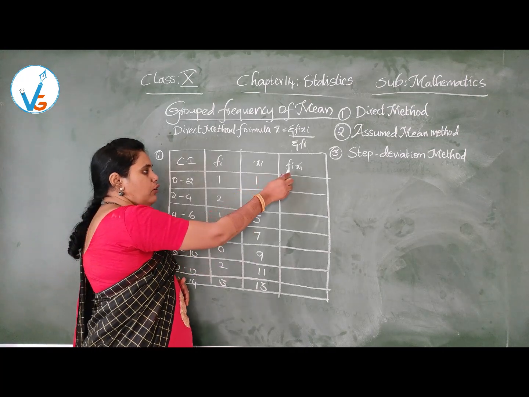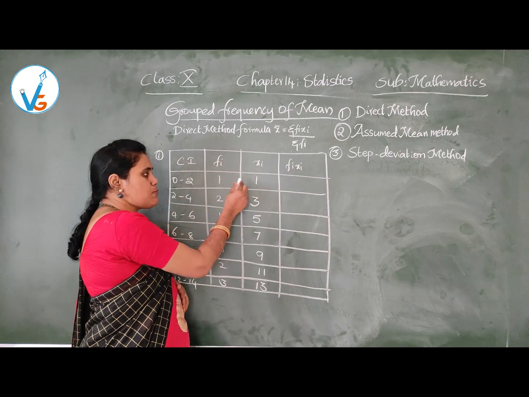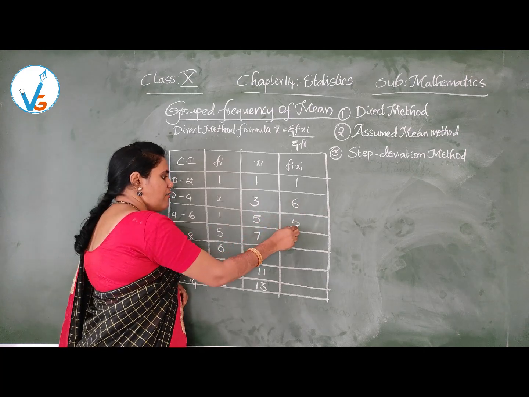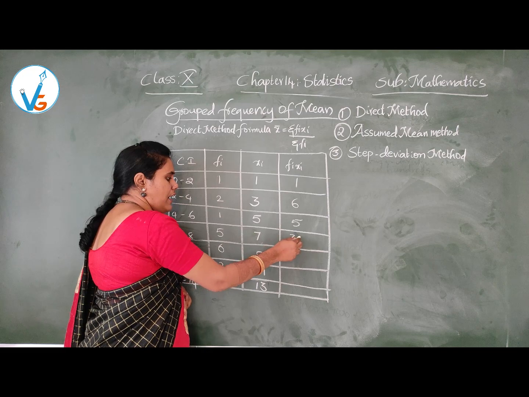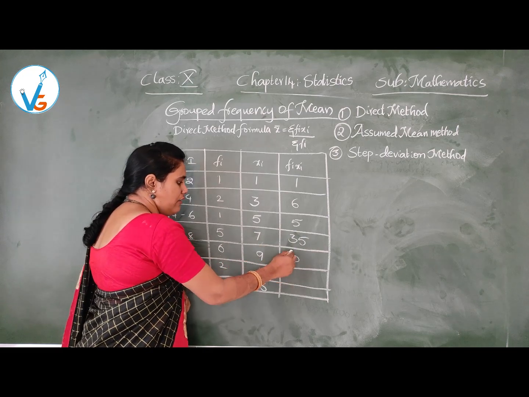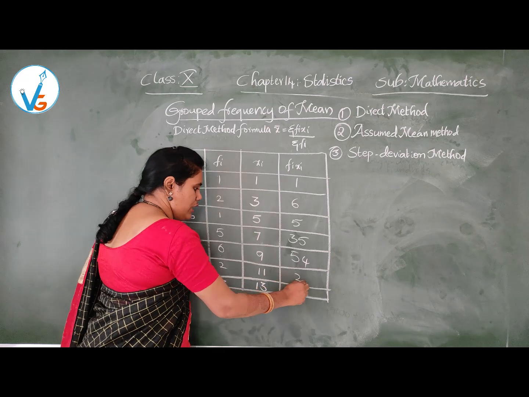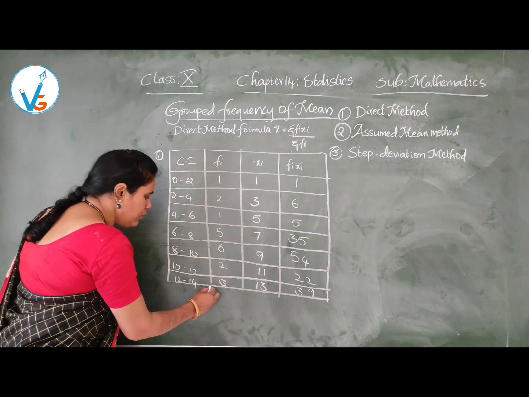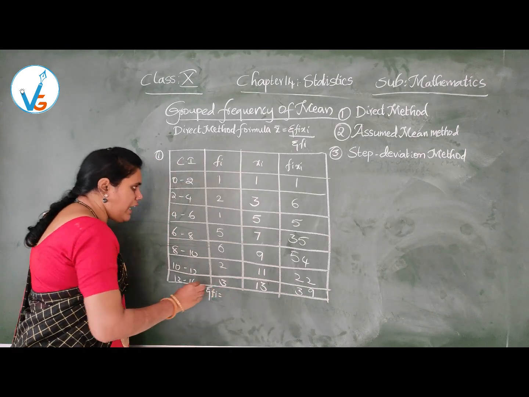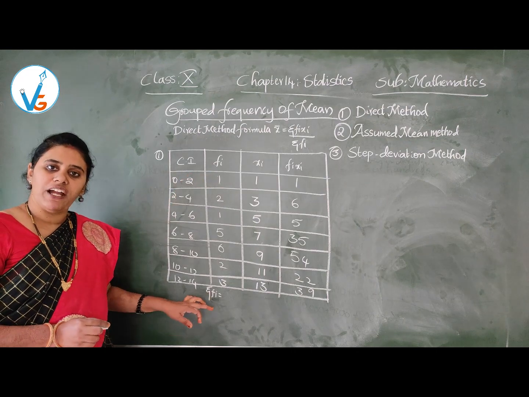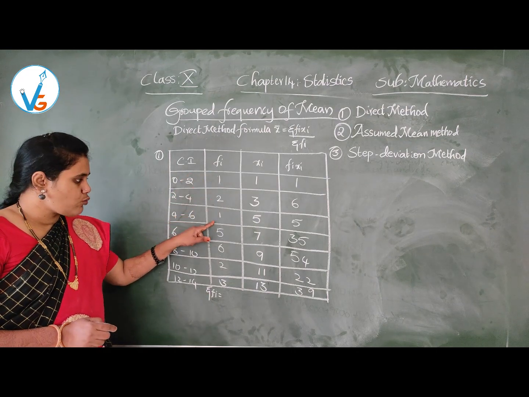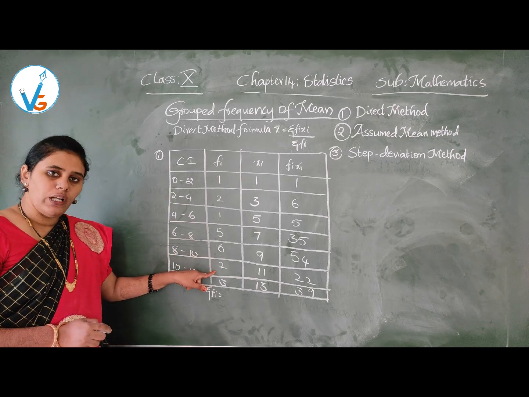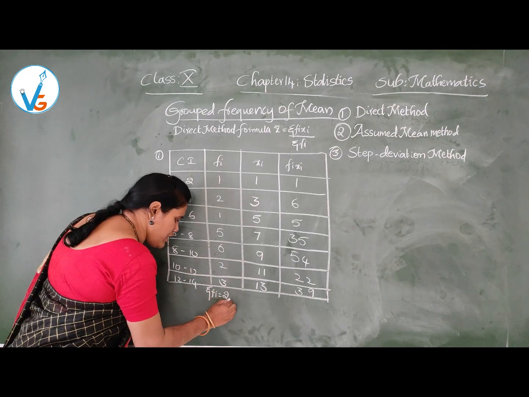Next, what we have to find out? Fi xi means you have to multiply these both. 1 into 1, 1. 2 into 3, 6. 1 into 5, 5. 5 into 7, 35. 6 into 9, 54. 2 into 11, 22. 3 into 13, 39. Now what we have to do? We have to find sigma fi. Sigma fi is nothing but the sum of all the fi values. 1 plus 2 will be 3, 3 plus 1 will be 4, 4 plus 5 will be 9, 9 plus 6 will be 15, 15 plus 2 will be 17, 17 plus 3 will be 20.